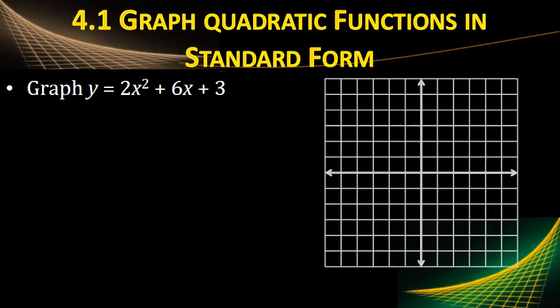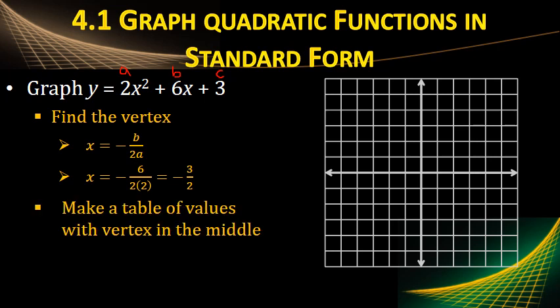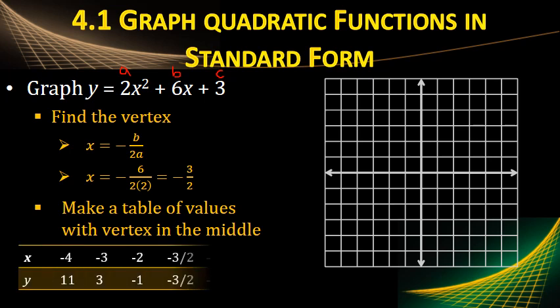Let's try graphing another. Start by finding the vertex. The x value of the vertex is -b over 2a. In this particular one, a is 2, b is 6, and c is 3. If I plug in the a and the b, I get -6 over 4, which becomes -3 over 2. Make a table of values with that negative 3 over 2 in the center.